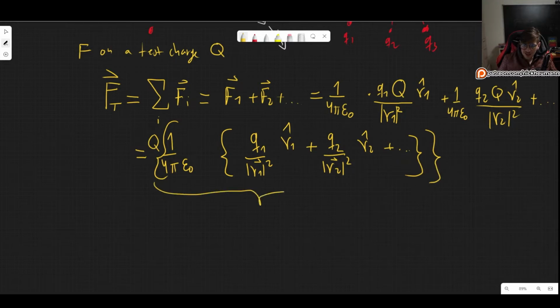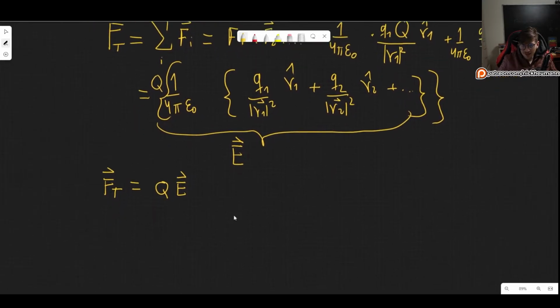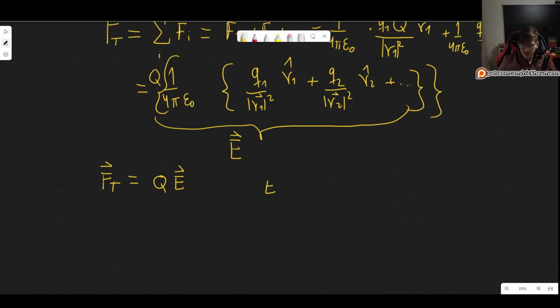And this here is precisely what we will call the electric field, right? It is the contribution from every single charge that we have in the system. So rewriting this, we get that the total force is going to be Q times the electric field. And what is the electric field? Just to write it down very explicitly, the electric field is going to be the sum over all of this, which means 1 over 4 pi epsilon 0. And then we have Q.